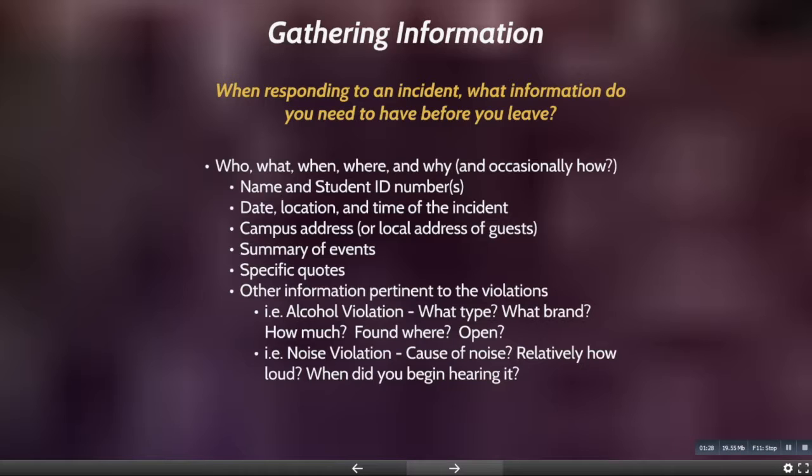You want to make sure we know where it happened and when it happened. Next, you want to give any campus addresses or any local addresses of the guests that are in the room. Maybe a summary of events would be helpful. Give some specific quotes about what was said and who said it, and then give other information that might be pertinent to different violations that happen. For example, for an alcohol violation, what type of alcohol, what brand. For noise violations, what was the cause of the noise, relatively how loud was it, and when did you begin hearing that noise?